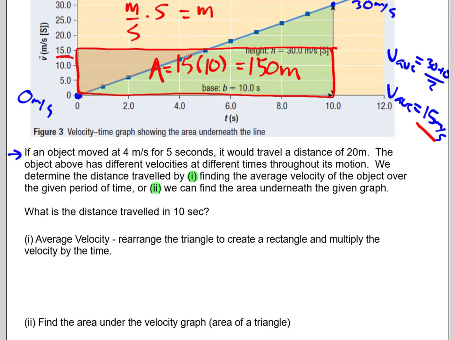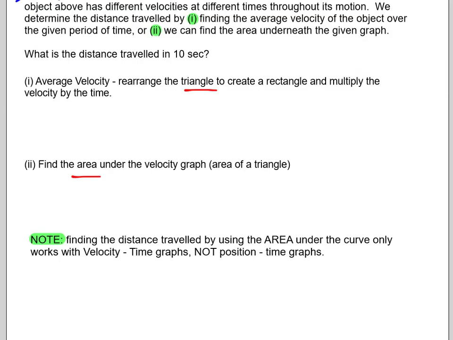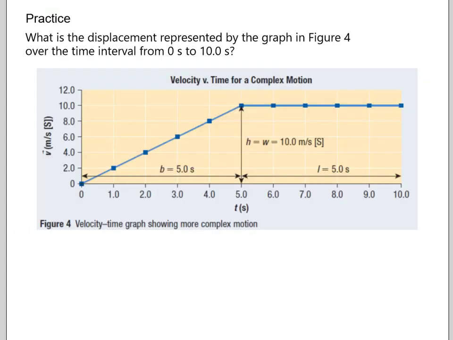Okay, so those are two ways. That's one way. We can do the triangle and recreate. We can find the area under the curve. And then lastly, finding the distance traveled by using the area under the curve only works with velocity time graphs, not position time graphs. So the area idea here only works with velocity time graphs, and we'll emphasize that more in tomorrow's lesson.